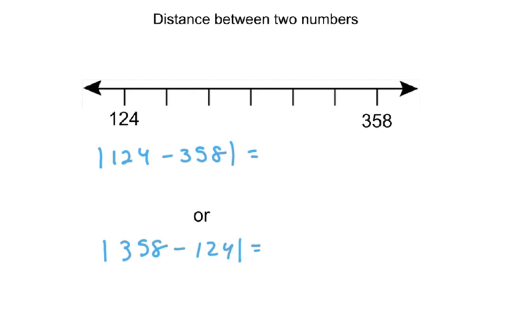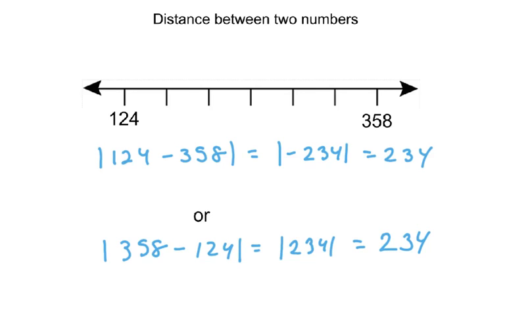Even though in this second example, or the second way I wrote it, I have a positive 358 minus 124, which we know is going to be a positive number, you still need to set it up with the absolute value bars. So up here on top, we get negative 234 in the absolute value, so that means 234 is the distance. Down here, we get positive 234 in the absolute value, which is what we expected. And of course, the absolute value will be positive 234.